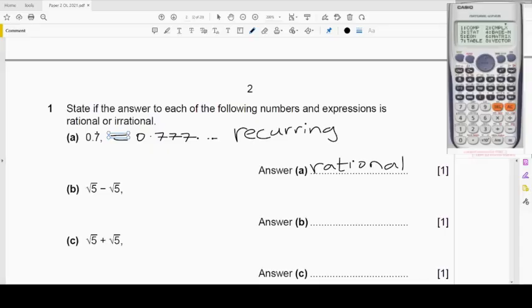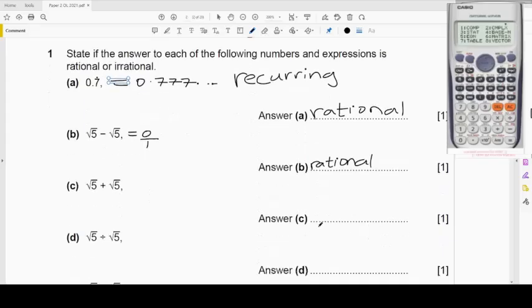Okay, B, we have the square root of 5 minus the square root of 5. This one, we don't even need to do any complex calculations. This is just equal to 0 because we know whenever we subtract anything from itself, the answer is 0. And 0, you can write it as a fraction. For example, you can write it as 0 over 1. This is an integer that is also an integer. So square root of 5 minus square root of 5 is rational.